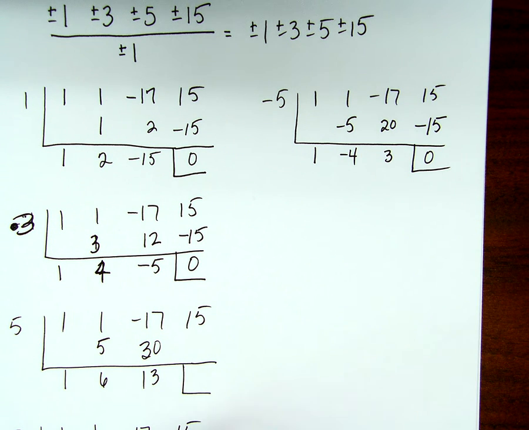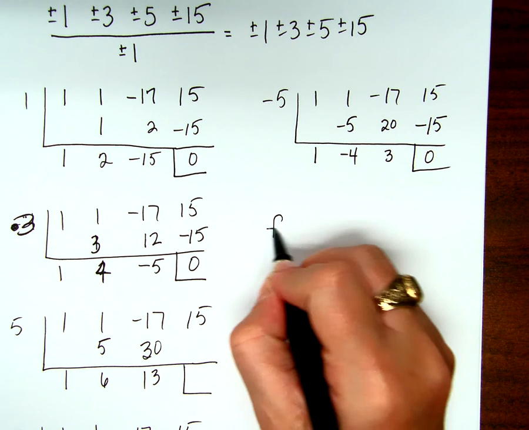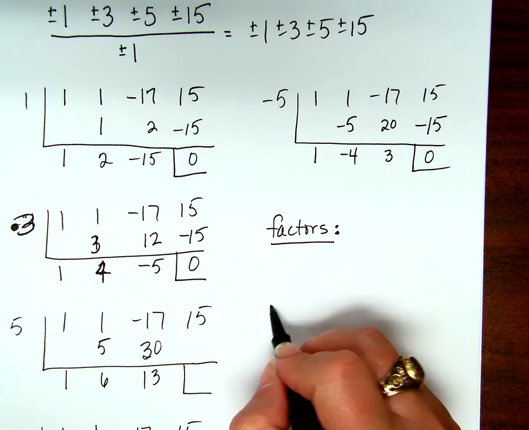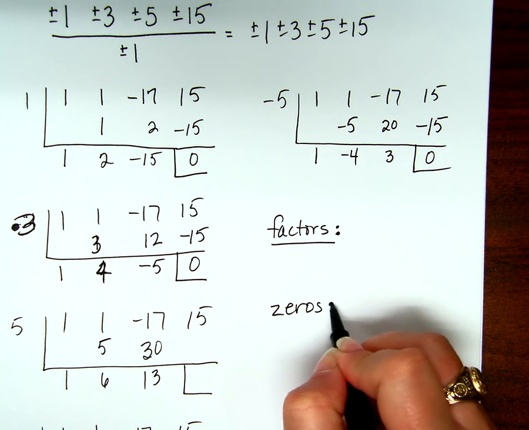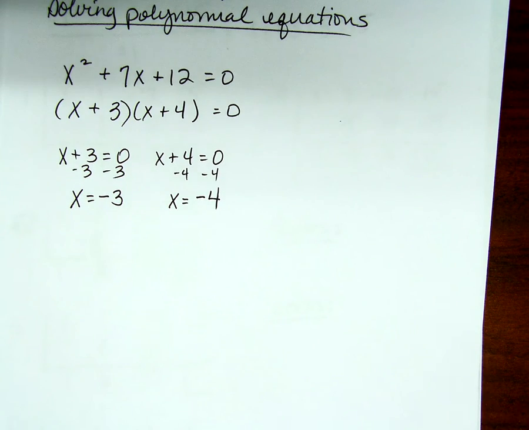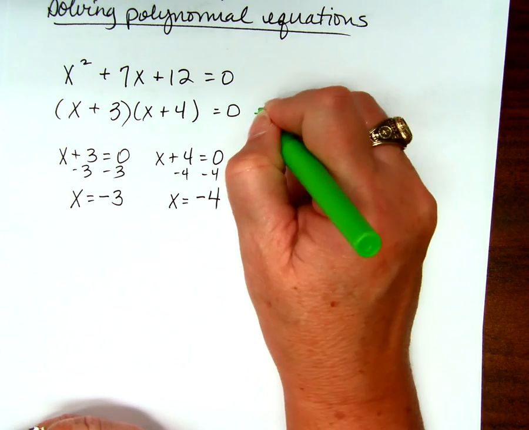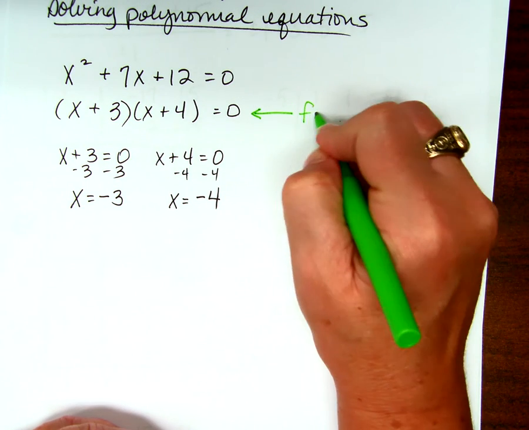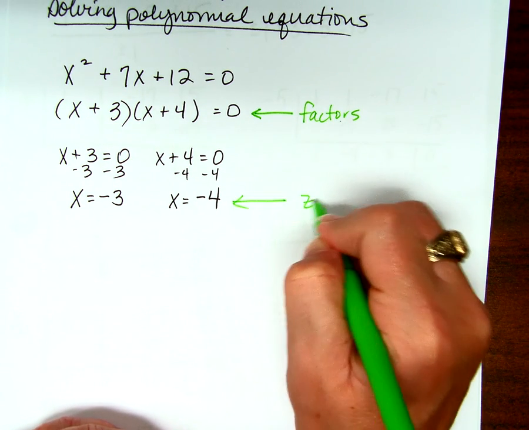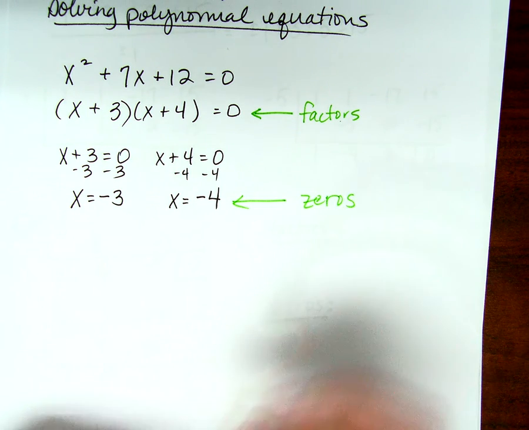So here's something we need to talk about real quick. You need to be able to tell me the factors, and you need to be able to tell me the zeros. Looking back at the first problem we did, right here, I need you to know that this row right here, these are the factors. And this is the zeros. You got it?